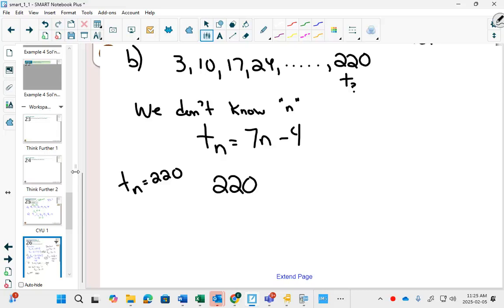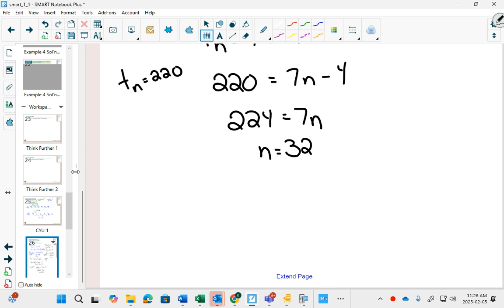Now we want to specifically talk about the 220. We're talking about term n is equal to 220. We just don't know what the n is that does that. But if I plug it in, could we do the math to get n by itself? Yes. Again, get my like terms together, add 4 to both sides, divide both sides by 7, and I get n is 32. So which term is it? It is term 32.